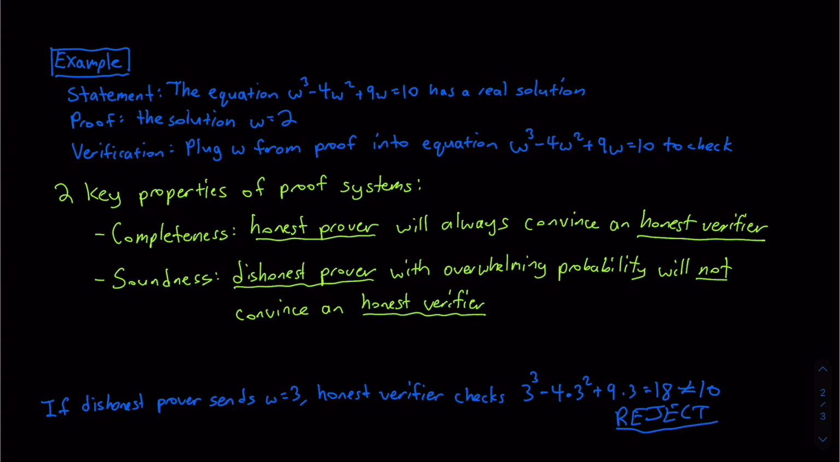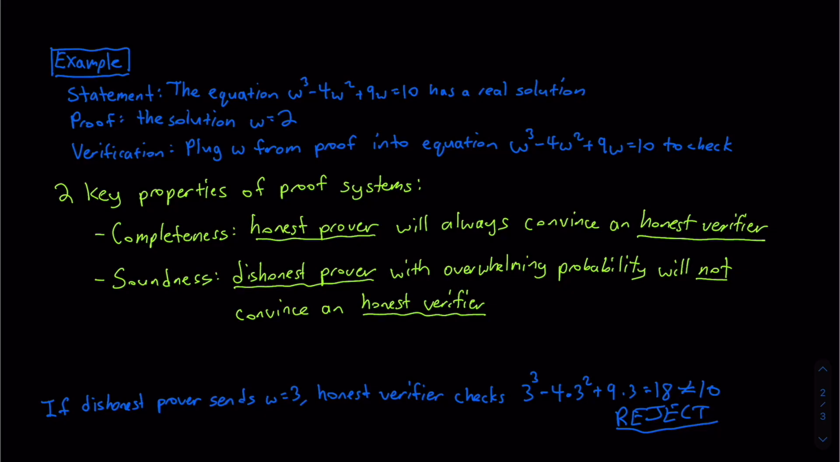So intuitively, what completeness and soundness are saying is this. An honest verifier will always accept a valid proof, which comes from an honest prover, and it will always, or almost always, reject an invalid proof, which comes from a dishonest prover. And a proof system must satisfy both completeness and soundness.